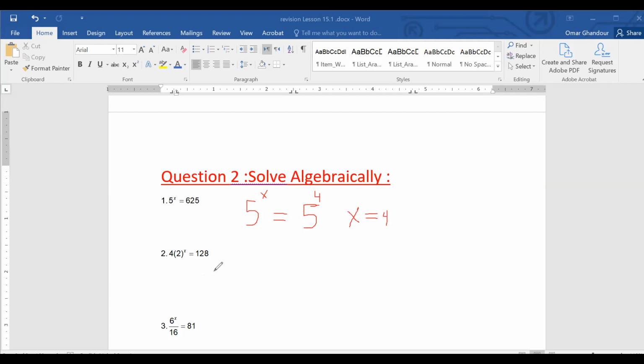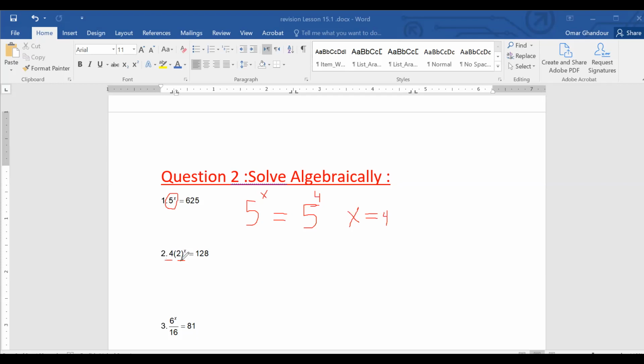Okay, let's go to number 2. 4 times 2 to the power of x equals 128. There is a slight difference between number 2 and number 1. In number 1, 5 power x was isolated alone. Was there anything beside it? No, it's 5 power x. Is there anything multiplied or divided? No. But in here, I have a 4. So you have to isolate 2 power x first. How to isolate it? I have to get rid of 4.